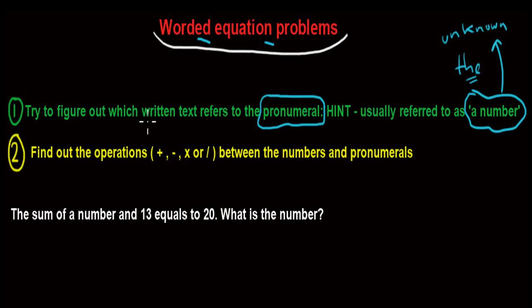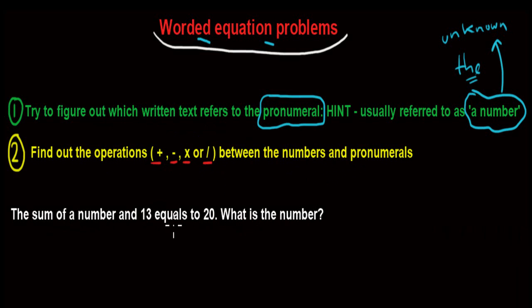Now also we're trying to figure out between the numbers and the pronumerals what kind of signs there will be. So is there a plus, a minus, a times, or divided by between our numbers in our written text. So I'll go for the example right here. It says the sum of a number and 13 equals 20.